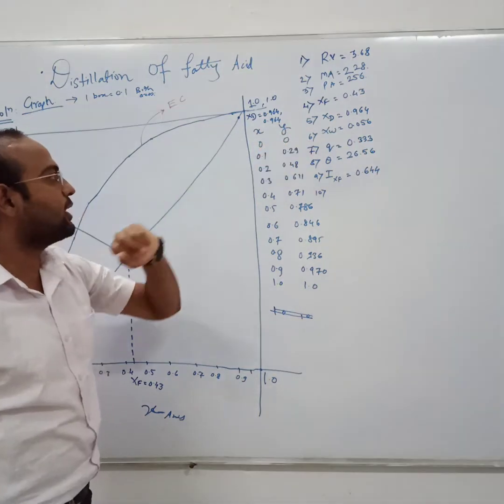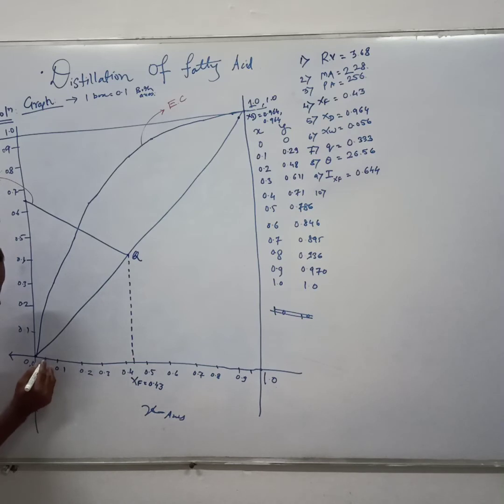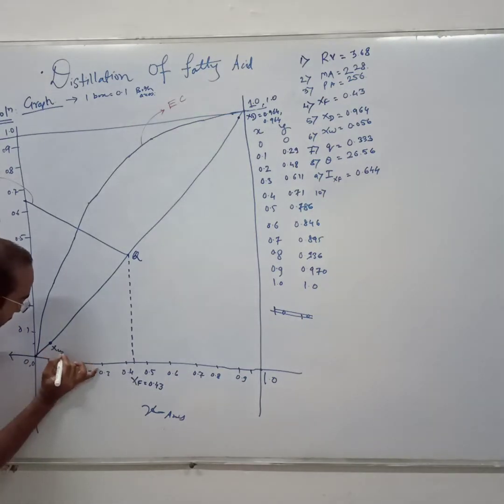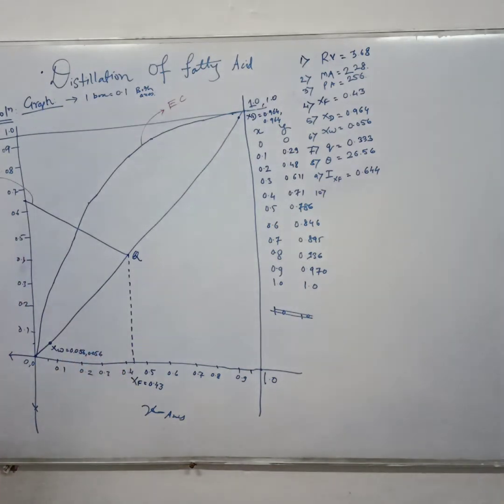Now we will move on to XW. XW is 0.056. XW is our bottom product. So 0.056 is somewhat in between 0 and 0.1. This is 0.05. Somewhat here like that is our point XW. The value of XW is 0.056. Okay, so three points are plotted.